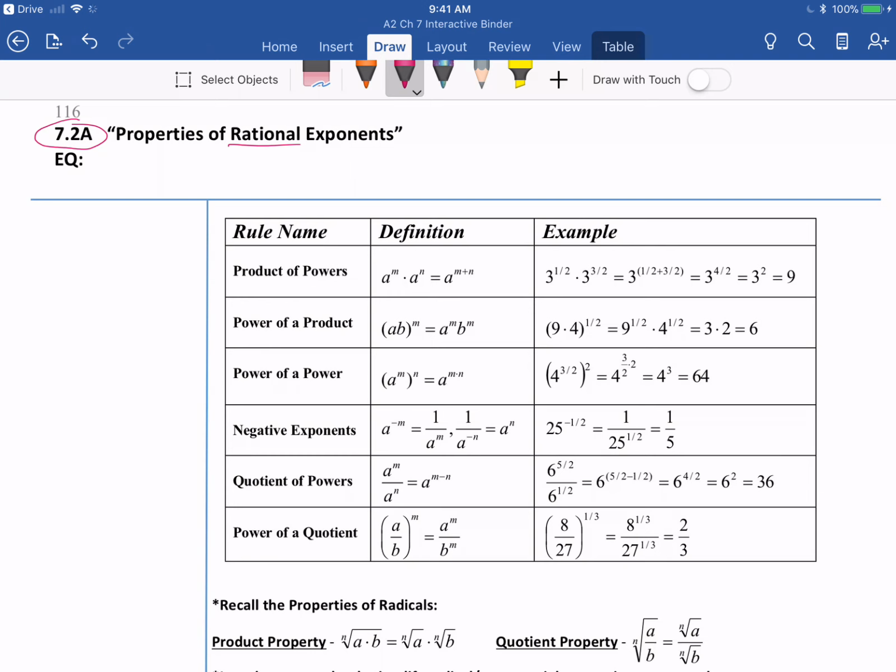So here my essential question today is: how do I use the properties of exponents to simplify expressions? All right, how do I use these properties to actually simplify these guys?